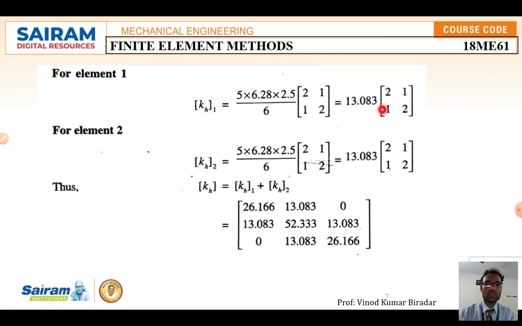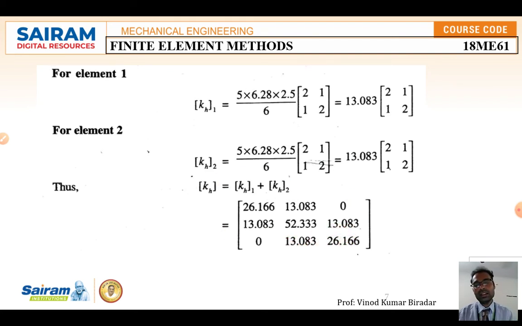So Kh1 is equal to 13.083 times this matrix. Similarly you calculate Kh2, 13.083. Now you combine the heat due to convection, Kh, is equal to this plus this. If you add these two, you are going to get this. Total nodes are 3, so you are going to get a 3 into 3 matrix. If you multiply inside, then add these two matrices, you are going to get Kh, the heat due to convection: 26.16, 13.08, 0, 13.08, 52.33, 13.08, 0, 13.08, 26.11.